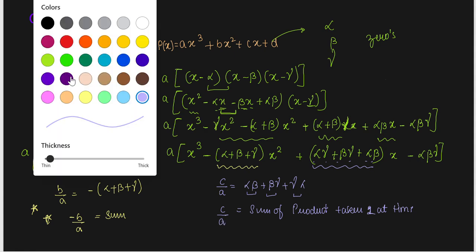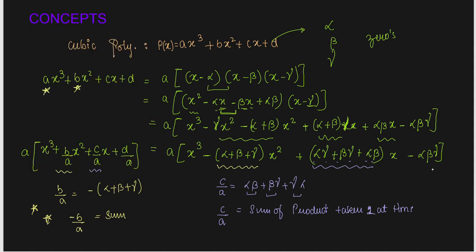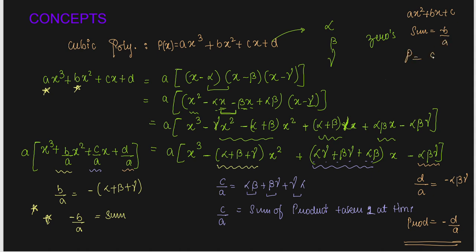Lastly, if you come up with the last one, the product, what is the product being written? Comparing it with this, it's nothing but d over a is minus of alpha beta gamma. So you will notice that the product now turns out to be minus d over a. Earlier it was positive c over a. In case of your quadratic ax square plus bx plus c, you have your sum as minus b over a as it is, but your product being c over a. But here it turns out to be minus d over a.